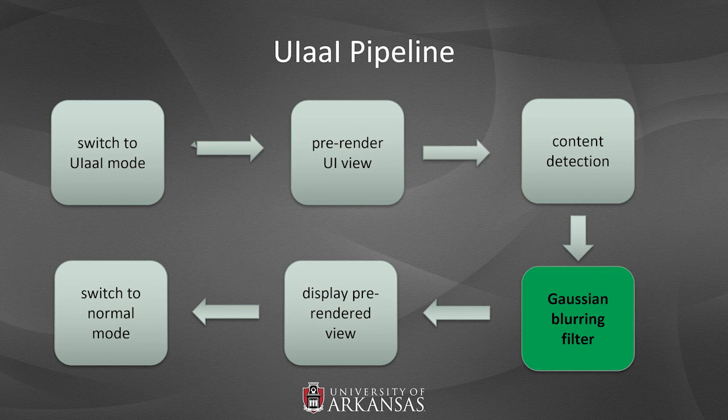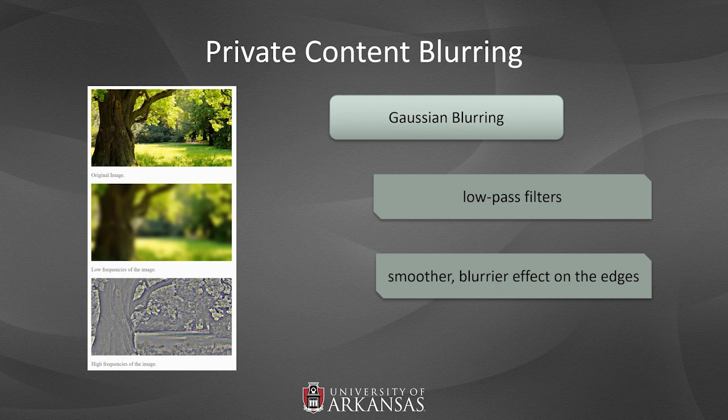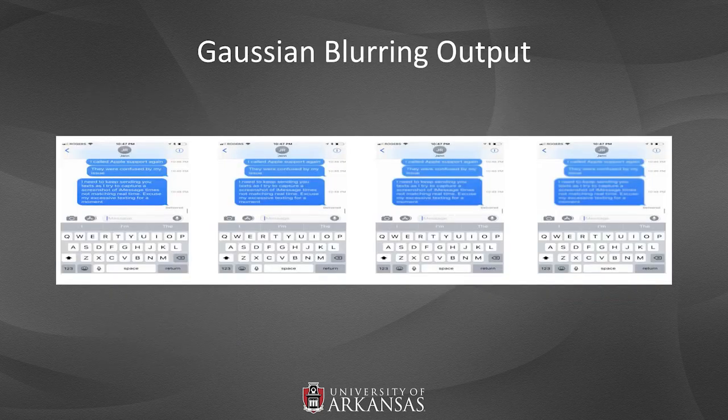After sensitive content is detected, the next step is to apply a blurring filter to hide the sensitive data from attackers. Out of all the available blurring filters, we chose the Gaussian blurring filter because it allows low frequency content of images to pass through, and it creates a smoother, blurrier effect on the object edges. This is an example of applying a Gaussian blurring filter on a text message image. The image on the far left is the original version without any processing. From the second to the fourth images, different levels of blurriness are applied to the original image, and we believe that these options give users more flexibility as to what level of blurriness they prefer.